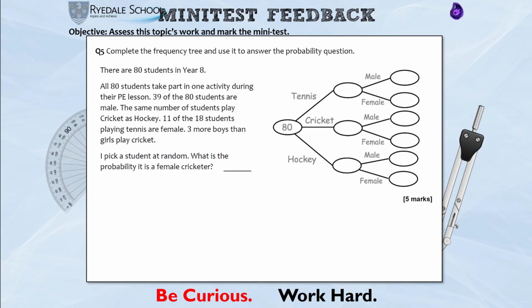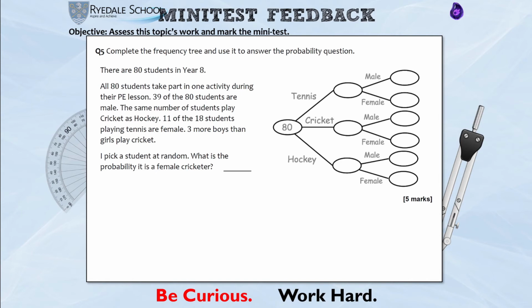There are 80 students in Year 8. All 80 students take part in one activity during their PE lesson. 39 of the 80 students are male. The same number of students play cricket as hockey. 11 of the 18 students playing tennis are female. 3 more boys than girls play cricket.